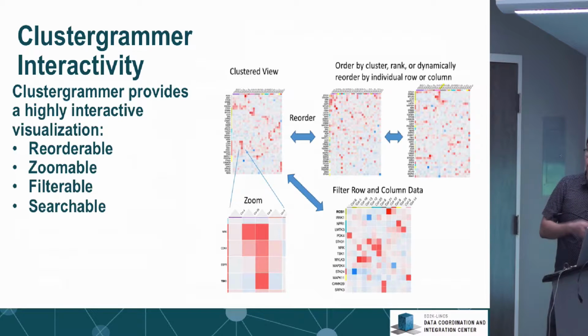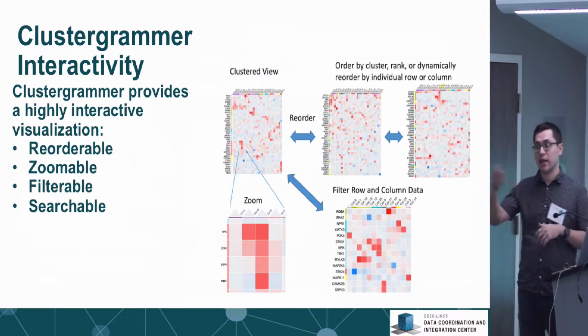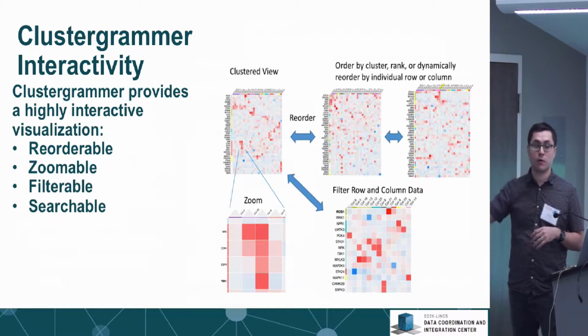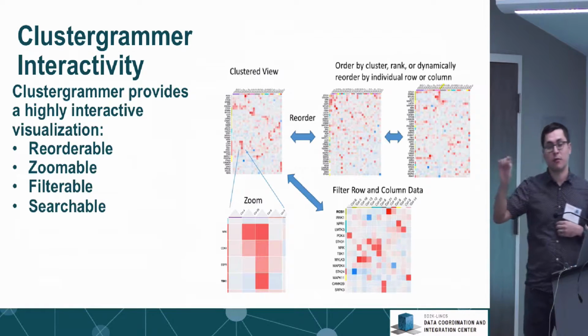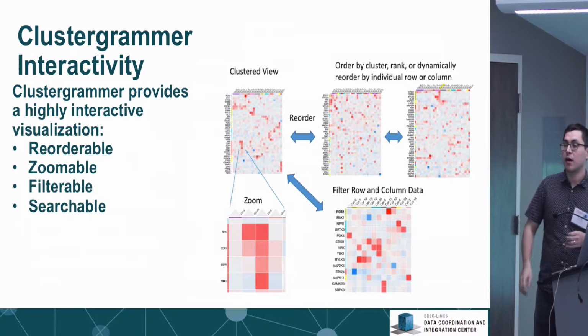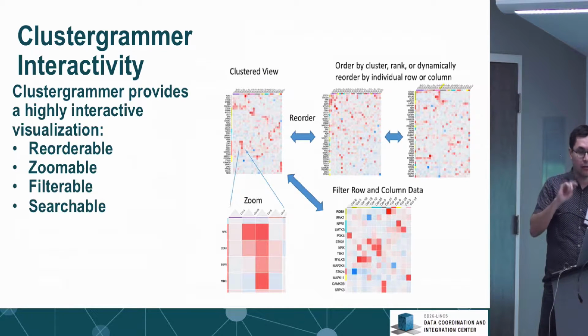You can also reorder your matrix dynamically. You can reorder it based on cluster order, or based on the data within it, so you can sort the rows and columns based on the sum of the values in the row and column. You can also double-click the labels and reorder the matrix based on the data within a single label.